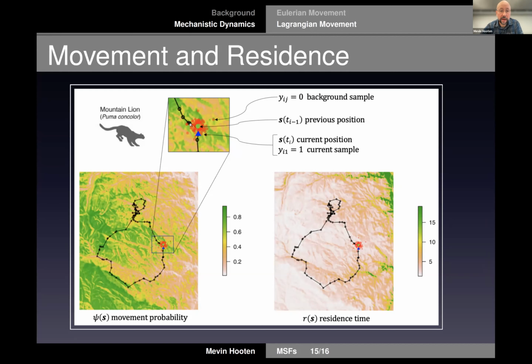This schematic at the top gives you a feel for how the model is using the data. The background sample is shown at these red locations here, and those are saying, okay, here's what's available to the individual if it were positioned at this green location at the previous time, and it actually moves to this blue triangle at the next time. And so that conditional logistic regression approach uses those data and that understanding of where it moved, or where it could have moved versus where it actually did, to infer all these quantities.